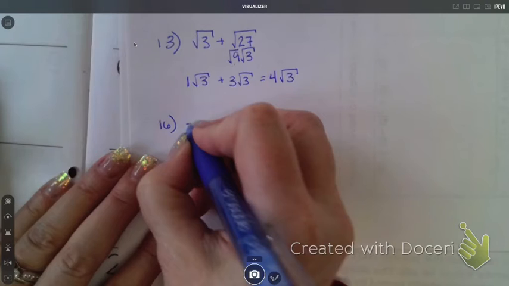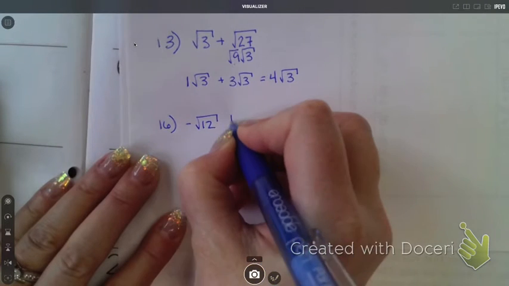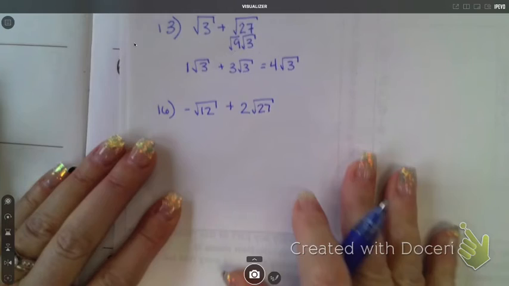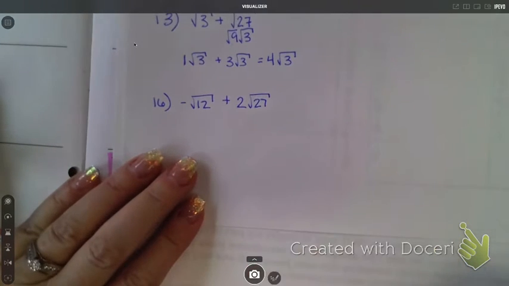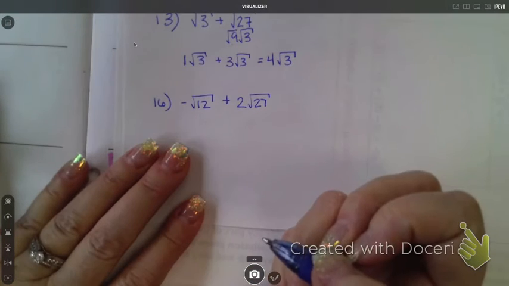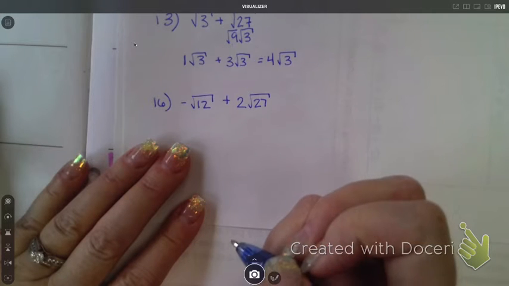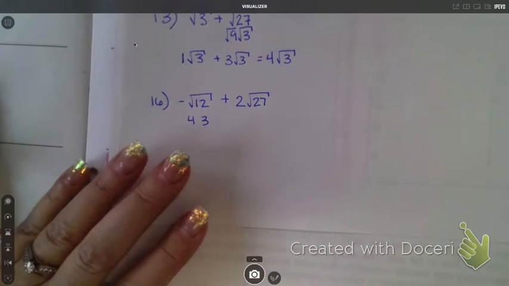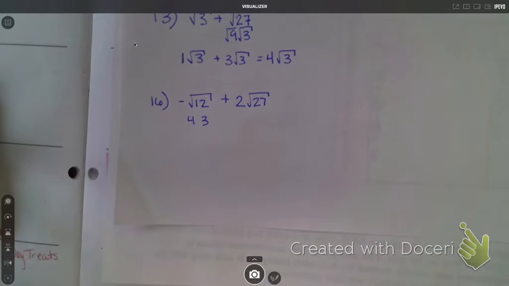So I got negative square root of 12 plus 2 square root of 27. Now, as they are, I cannot add them, correct? Yeah. So, 12 is 2 and 6. Perfect square: 4 and 3. Okay, you can go with your 2 and 6, but then you have to break down your 6. You have to keep going. Does that make sense? Okay.